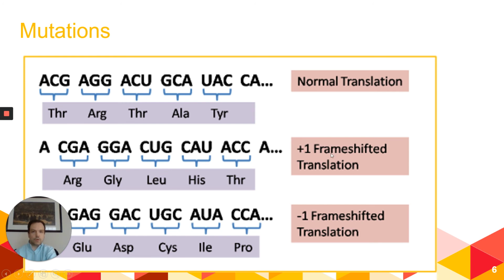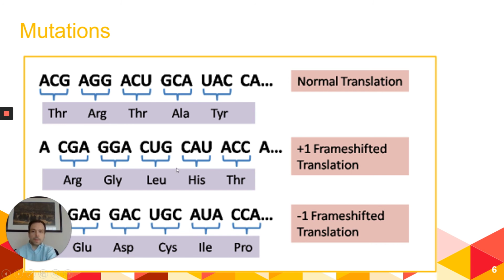This +1 frame shift translation error, as it's referred to, is going to end up building an entirely different protein. If you look at all these bases, we're supposed to have threonine, arginine, threonine, alanine, tyrosine. Now we're going to have arginine, glycine, leucine, and so on. So we're going to end up with an entirely different protein than what we should have had, and therefore either a non-functioning protein or a protein that we really don't want.